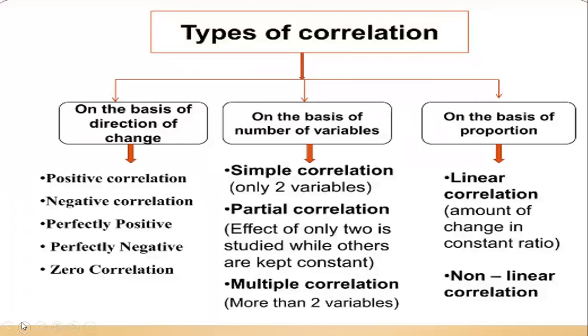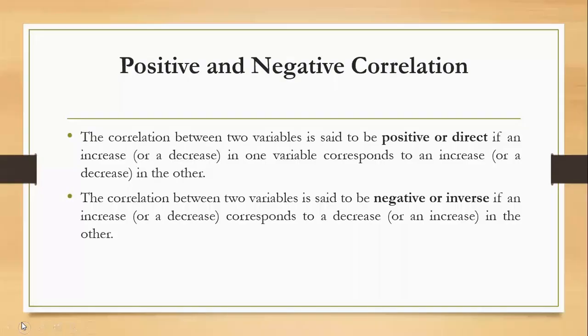Types of correlation are classified on the basis of direction of change, the basis of number of variables, and the basis of proportions. On the basis of direction of change, there are 5 types of correlation: positive, negative, perfectly positive, perfectly negative, and zero correlation. On the basis of number of variables, there are 3 types: simple, partial, and multiple. On the basis of proportions, there are only 2 types: linear and non-linear correlation.